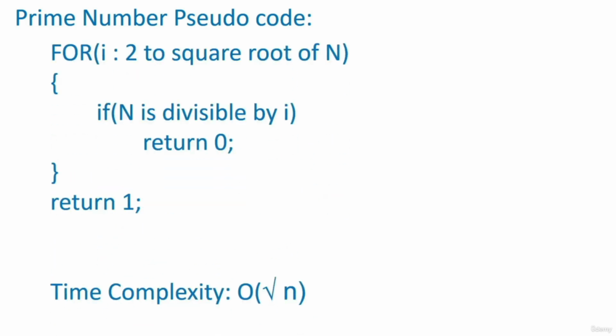So given a number n, we will simply run a for loop from 2 to the square root of n, and we will check if n is divisible by any number in the interval from 2 to the square root of n. If we find such a number which divides n completely, then we return 0, which means n is a composite number. It is not a prime number. And if the for loop ends and there is no number which divides n completely, then we come to know that n is a prime number and we return 1. The time complexity of this code is big O of root n. So let's move on to the coding implementation.